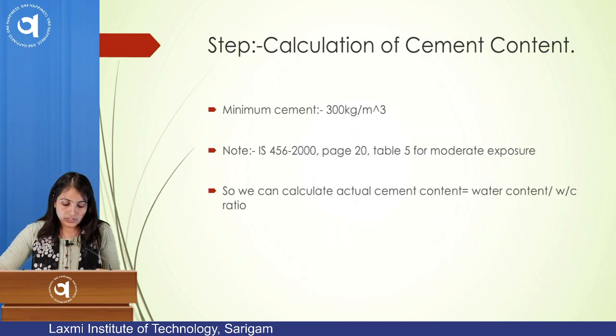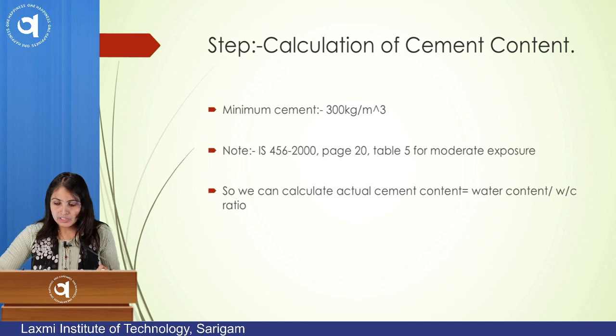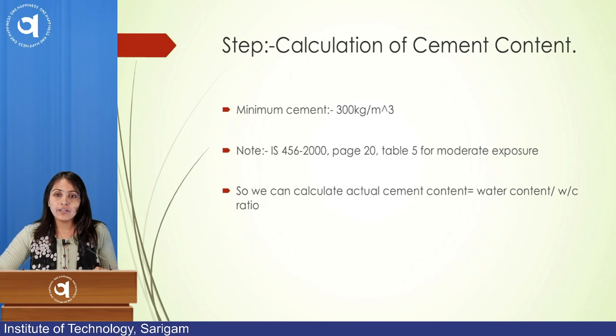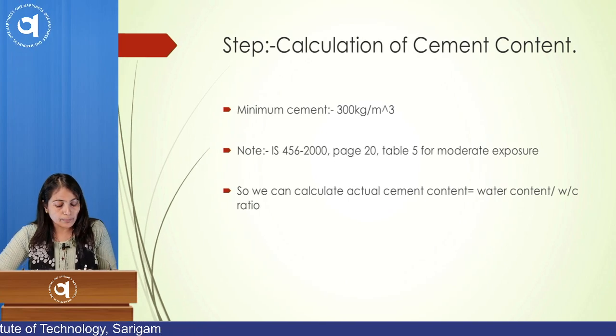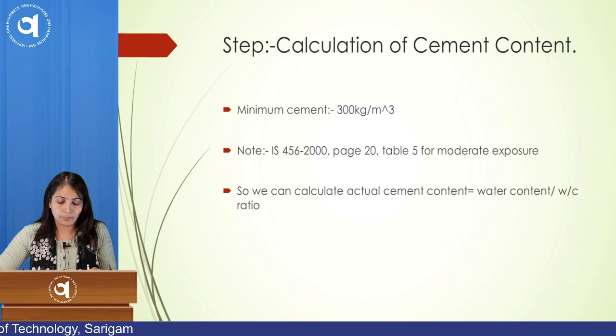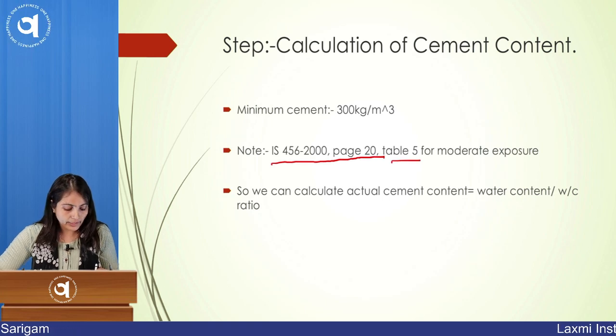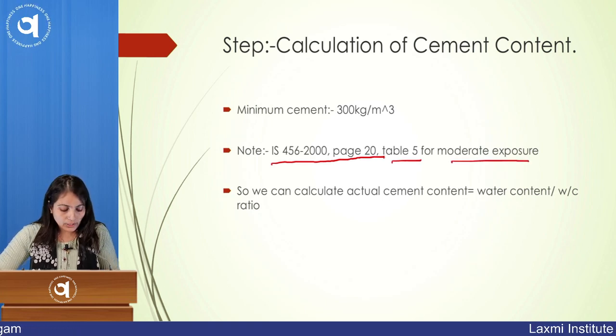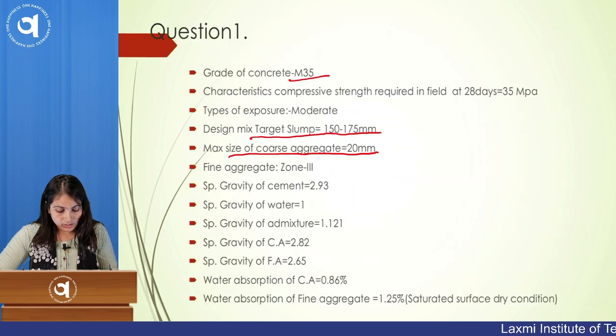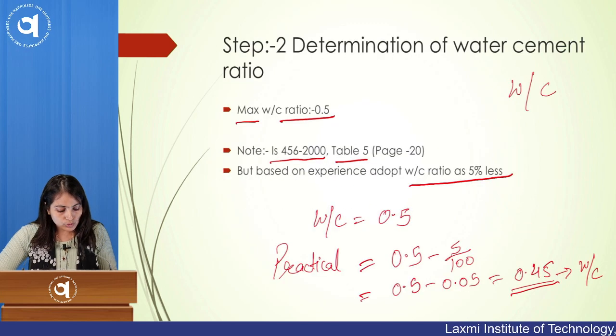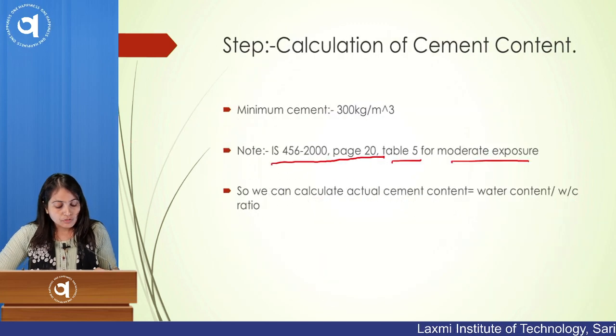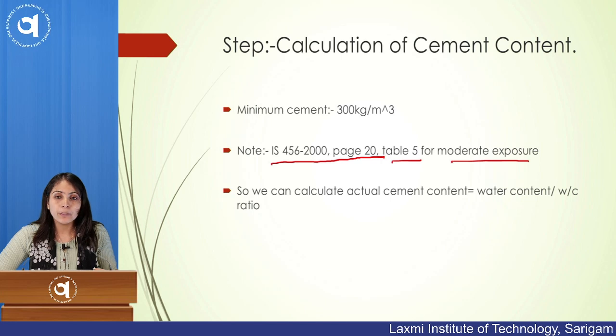Now the next step, the fourth step, is the calculation of cement content. For cement content, the minimum cement is 300 kg per meter cube. This is stated by IS 456:2000, page 20, Table 8, for moderate exposure. In the question, moderate exposure is given, so for moderate exposure our cement content will be a minimum of 300 kg per meter cube.